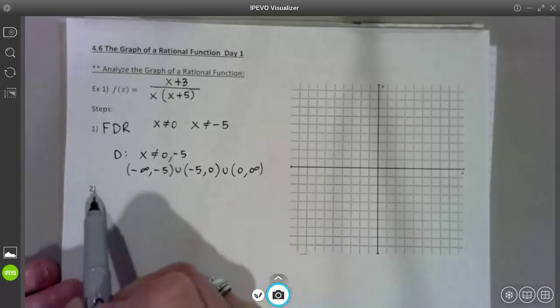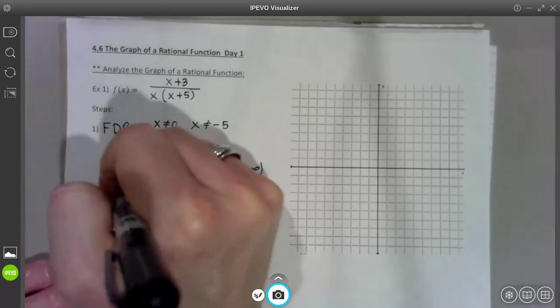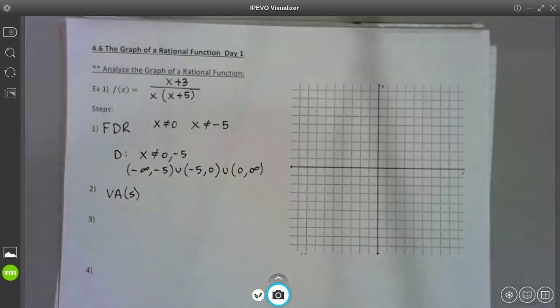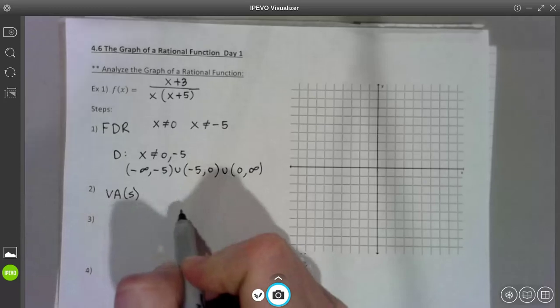All right, so now we go to step 2. Step 2 is I want you to find your vertical asymptotes. What are these invisible vertical lines where your graph is not going to cross over, but it's going to act like a magnet and get really, really close to these lines? Well, your VAs come from the numbers who still make the bottom bad.